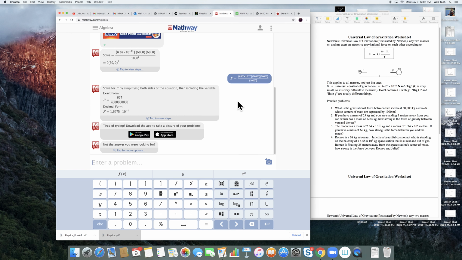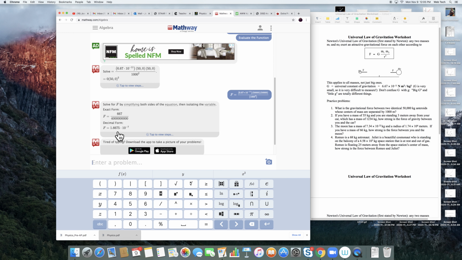So here we have the force is equal to 1.6675 times 10 to the negative 7, right? That's that decimal form. That's the form that I want you to put it in. If you want to put it in this form, that's fine too. This is also a big number, right? That's 7 decimal places: 0.00000016675. So that would be an acceptable answer.